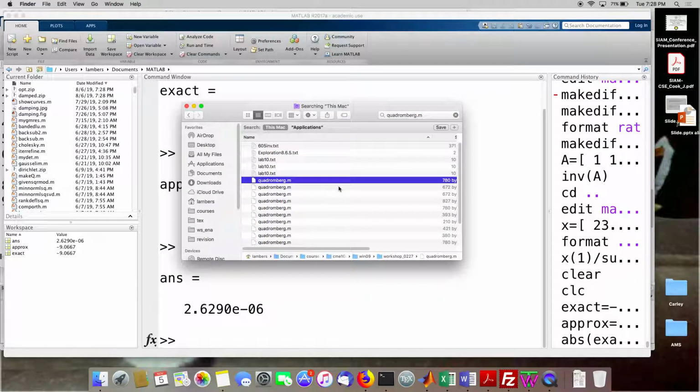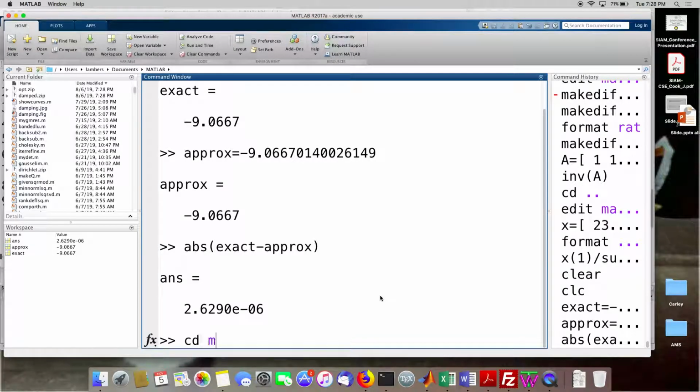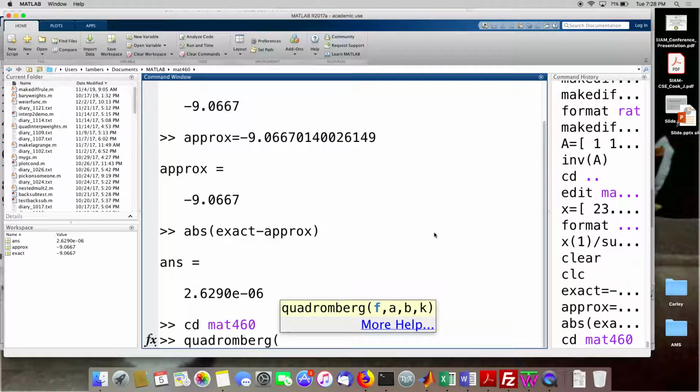I have it in a bunch of places, but some of these are turned in by students, so I can't necessarily trust them. Okay, this will work. Notice the parameters to this function. The first one is your integrand, f, which would be a MATLAB function handle. Then you specify your interval of integration, a and b. K is the number of rounds of extrapolation you want to perform.